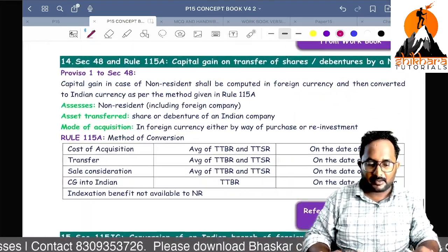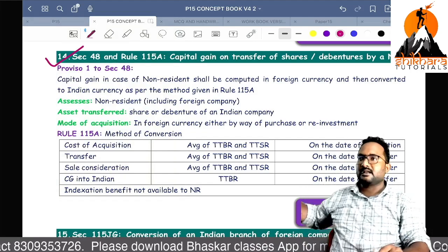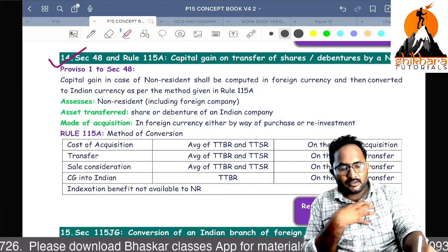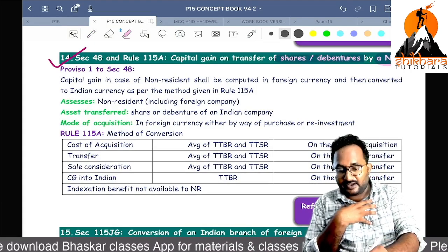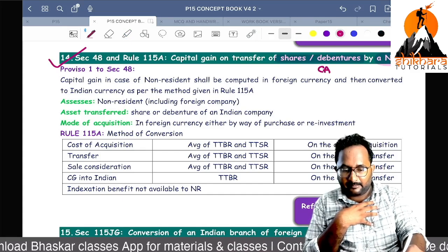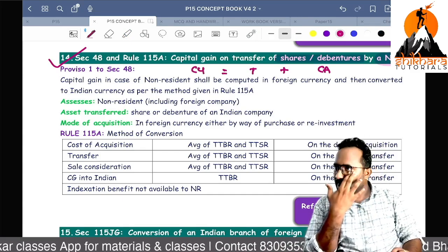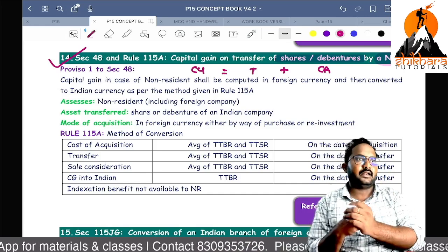This is the only important concept, and we can discuss one more NRI question relating to this. Remember, if any non-resident is transferring his shares or debentures, then shares or debentures are what? Capital asset. And if he transfers, he is required to calculate capital gain. How to calculate the capital gain? You know the formats already.